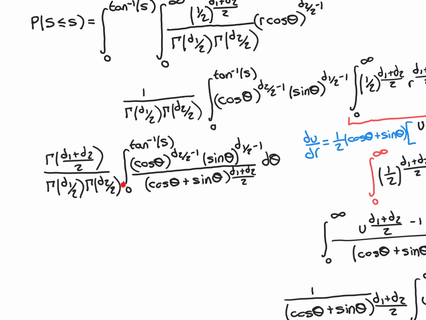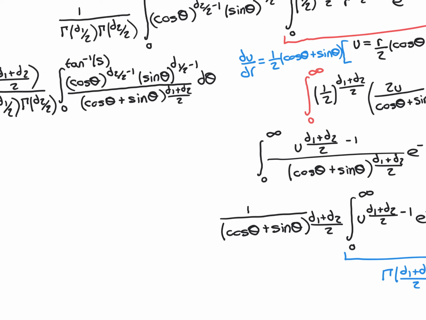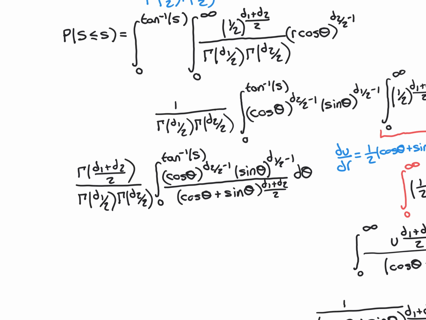And now the outer integral is still here, so the integral from 0 to tan inverse of s of this bit remains. So we've got cos theta to the power of d2 over 2 minus 1, sine theta to the power of d1 over 2 minus 1. And now it's also over this bit that came from the inner integral, so this bit down here, which is (cos theta plus sine theta) to the power of (d1 plus d2)/2, d theta. So that's what I've now got to work with as my CDF.